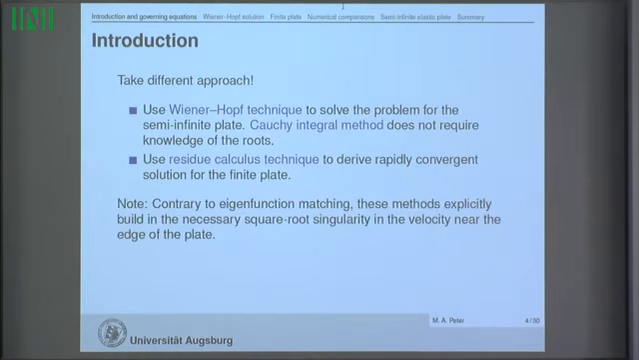Okay, so yeah, a note on the side is that one reason for eigenfunction matching being rather slow to converge is that it doesn't build in the square root singularity in the velocity near the edge of the plate, and these more analytical methods do that, which is why, if you actually want to use them for computations in the end, they work really well.